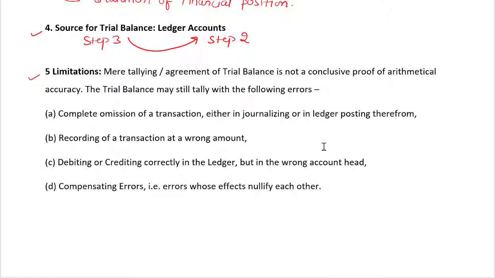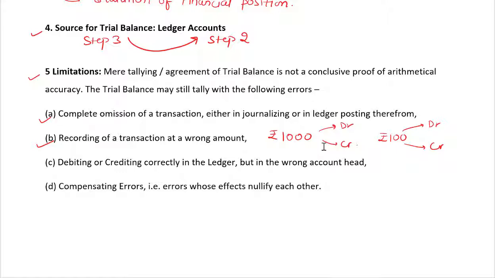Many a time it happens that you write a wrong amount. I'll quote an example over here. Recording of a transaction with the wrong amount. You should record 1000 rupees on the debit side and 1000 on the credit side. By mistake, you recorded 100 on the debit side and 100 on the credit side. You should understand that the total will still agree because you recorded 100 and 100. So the total will agree.